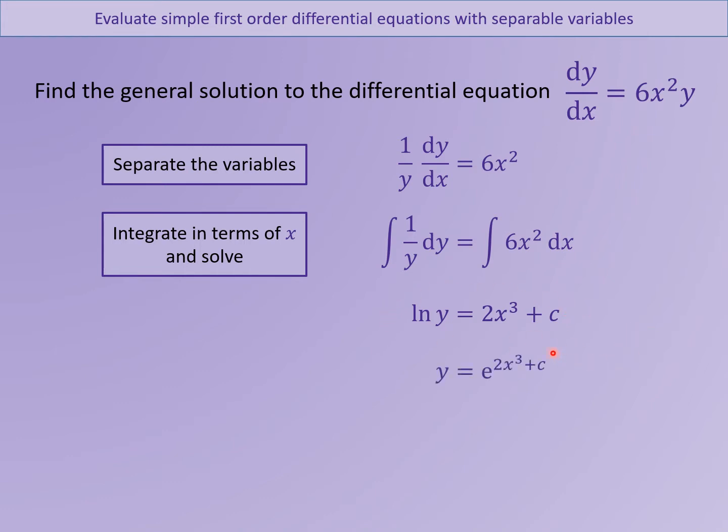We can take the one over the other side and do the exponential of both sides. We can put that up as a power, and then of course that plus c there can be written as e to the c, which is another constant. And because it's just another constant, we can move it to the front. So we end up with the general solution of a e to the 2x cubed. So we've ended up with that solution just there.